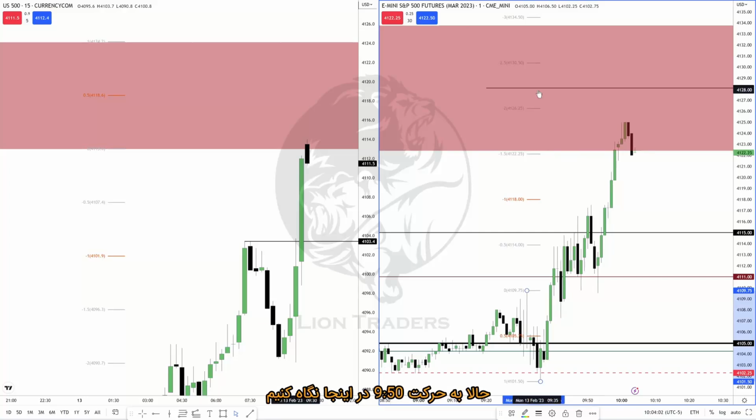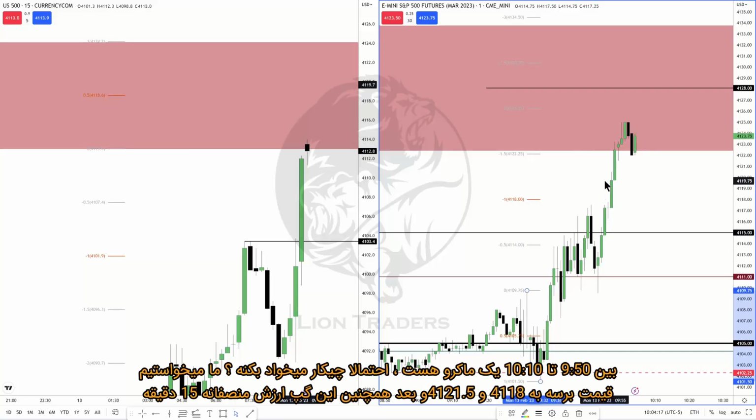Now looking at the run from 9:50, right in here. The market trades back into an order block, and 9:50 to 10:10, that's a macro, is likely to do what? We were looking for price to reach into 4118, 4121 and a half, and then also into this 15-minute fair value gap.